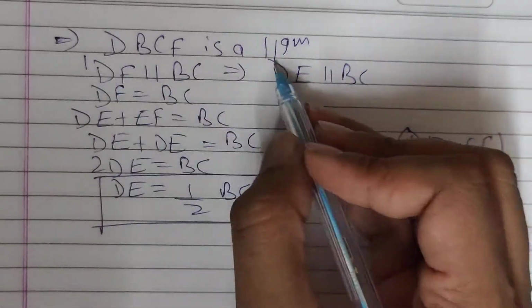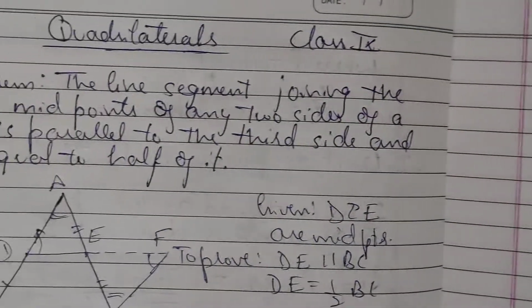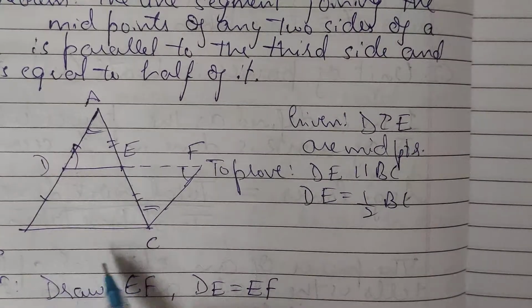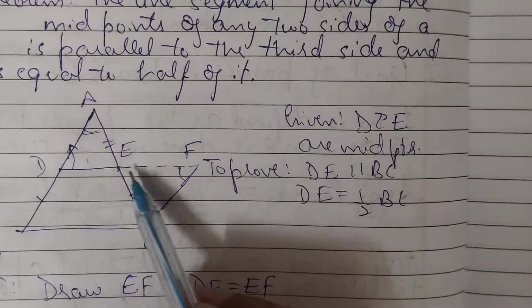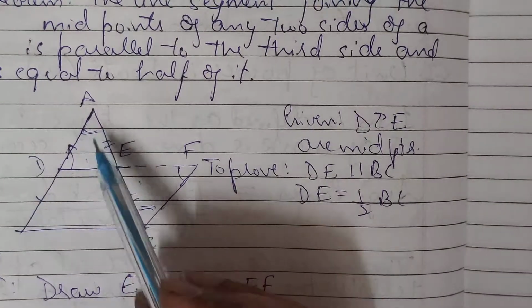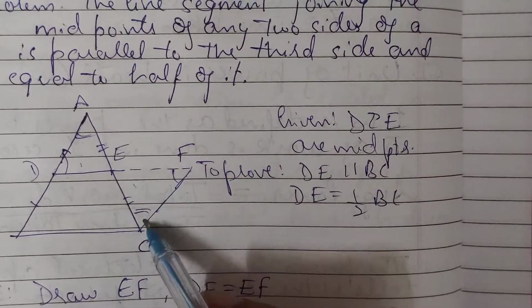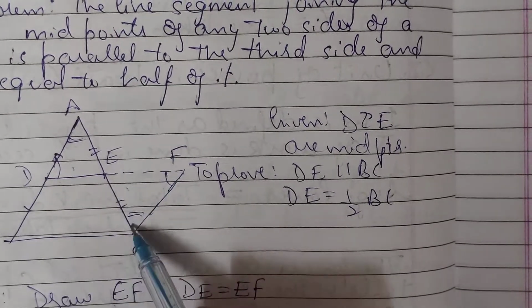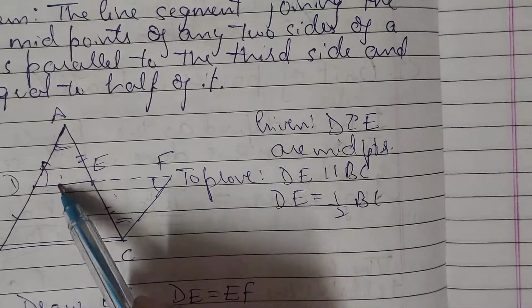And DE is parallel to BC. So from this we can say the line joining the midpoints of two sides of a triangle is parallel to the third side and is equal to half of its length. So what we have done: we made these two triangles congruent, then with the help of CPCT we showed these two lines parallel. This line is parallel and equal to that line, so it is a parallelogram. So from that we determined this is parallel to this and equal to half of this length.